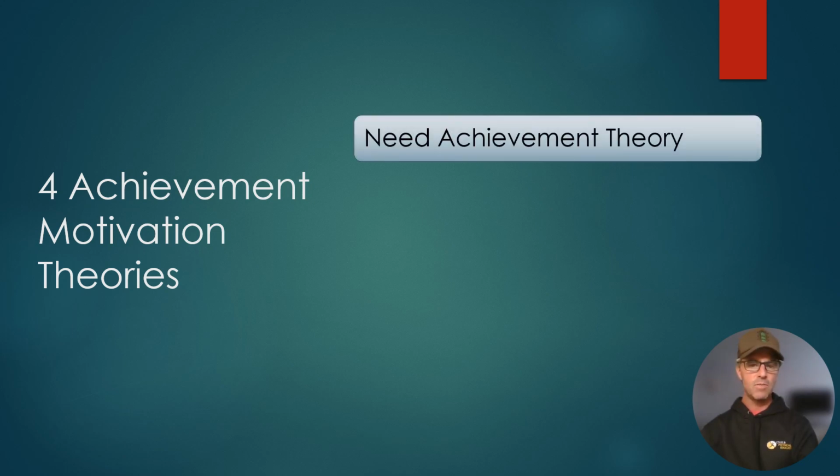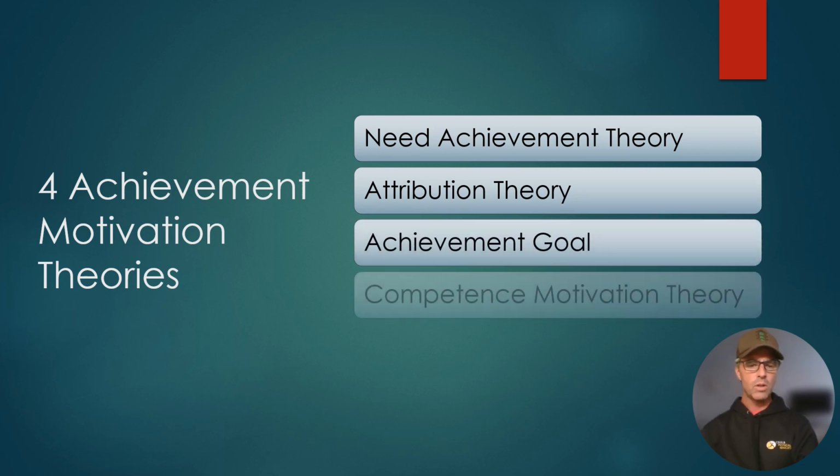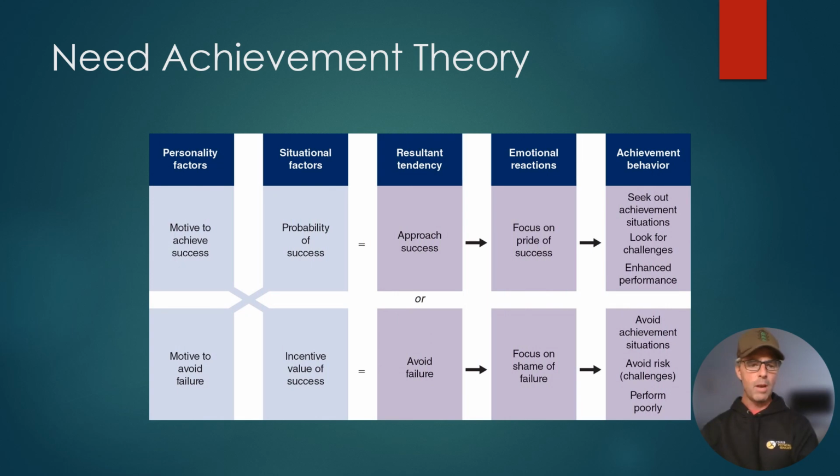There are four achievement motivation theories as we've learned in this course. There is the need achievement theory, attribution theory, achievement goal, and the competence motivation theory. Each one of these theories has its own components that we want to take a quick review of. Remember, in the need achievement theory, we're primarily looking at motivation to achieve success versus motivation to avoid failure. There are personality, situational, resultant, emotional, and achievement behavior factors that go into this.